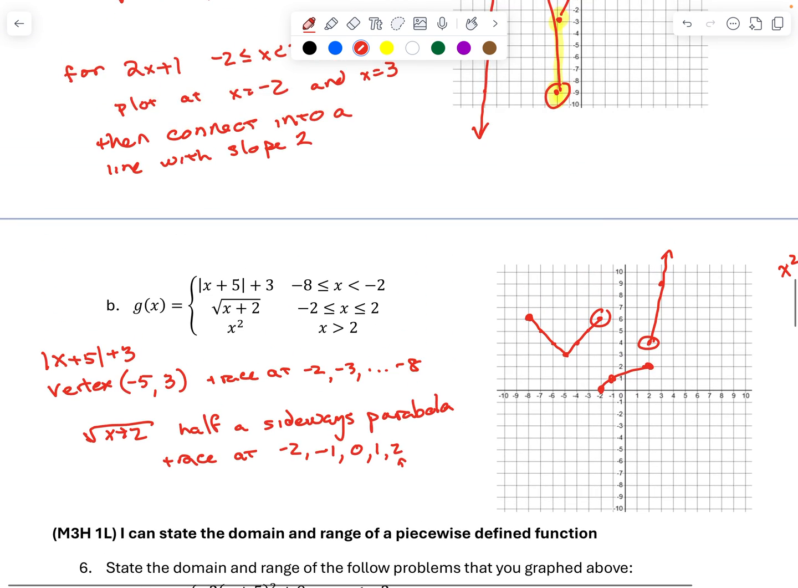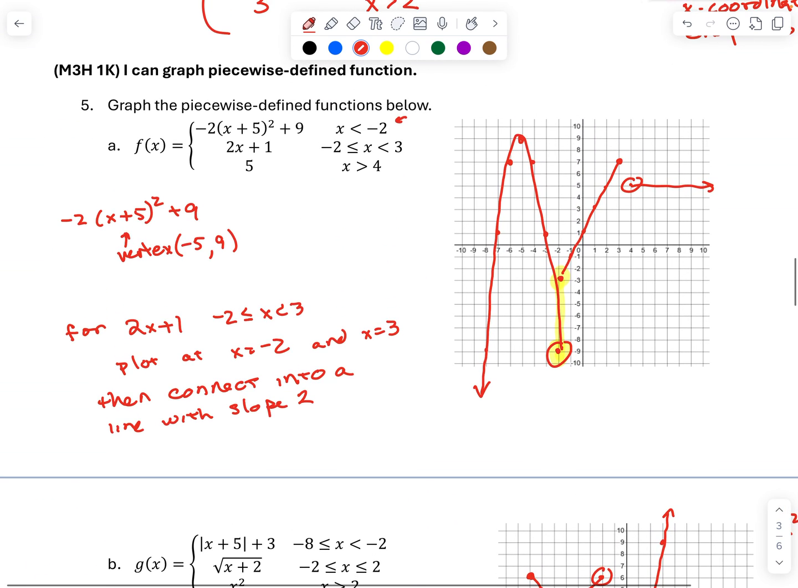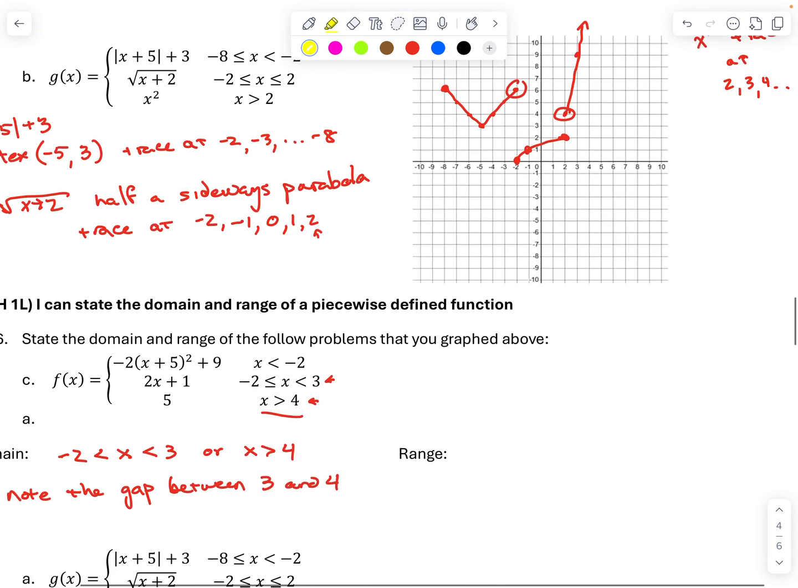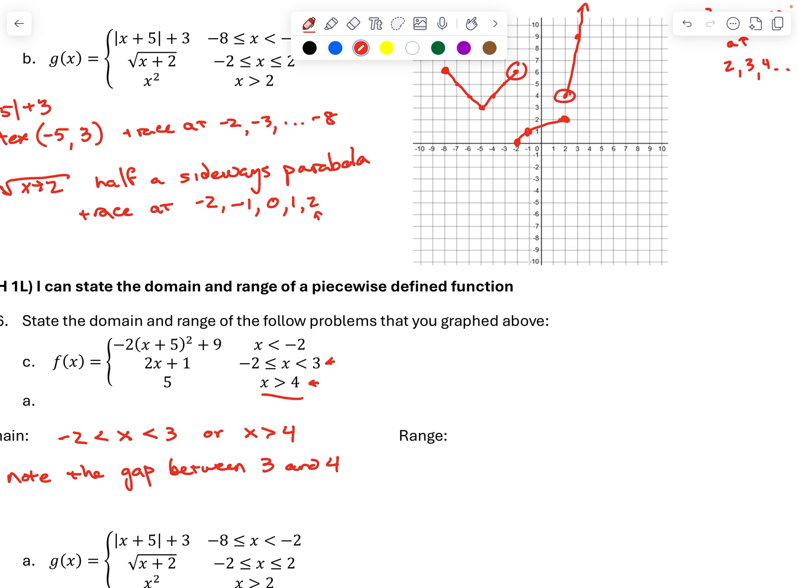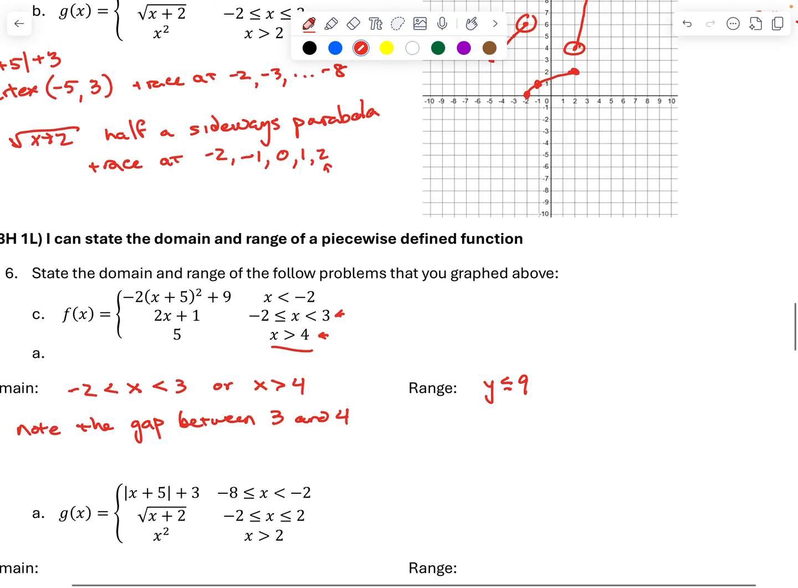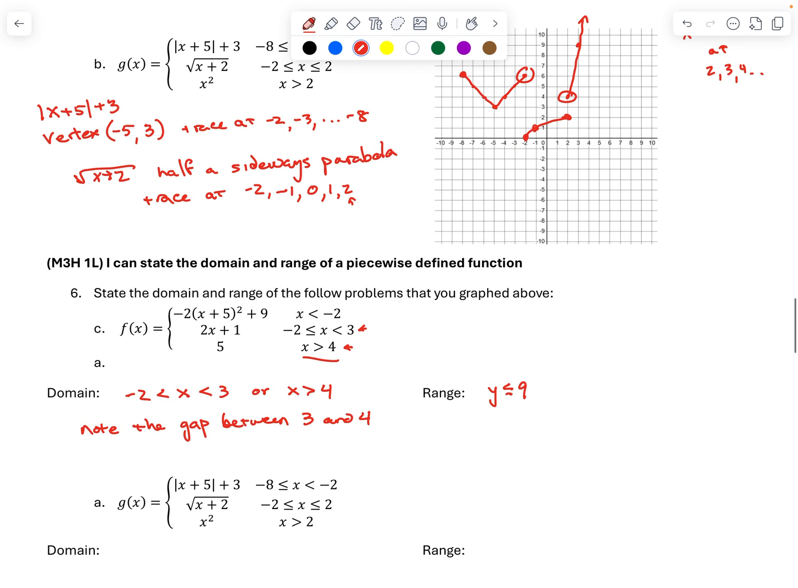If you look at the picture, you can find the range more easily. So notice that this just goes down forever from a height of 9. Okay, what about this other one? Let's just look at this, get it on the same page.